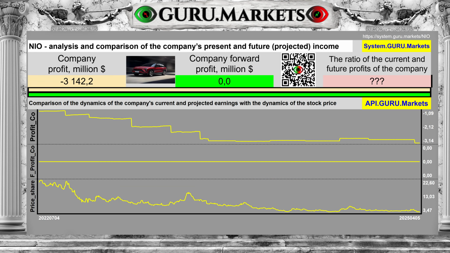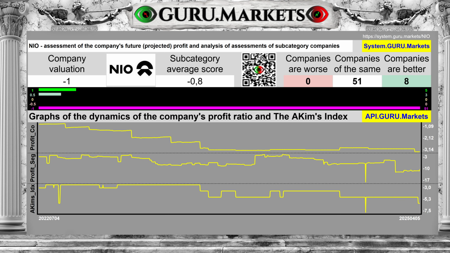Profit for the last 12 months was -$3,142 million. Forward earnings for the next 12 months are unknown. And this is bad for the company. Assessment of projected future profit indicators in comparison with companies in the subcategory, bad, -1 point.